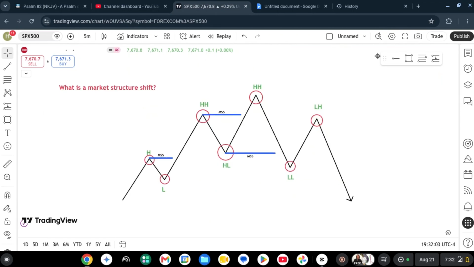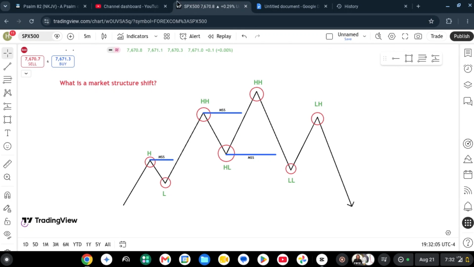What is a market structure shift? This is essentially what you just learned. A market structure shift, you see we have a high, we have a low, we have a higher high. You see right here, we have a market structure shift. You just draw a line from your high to the right to when price creates a new high. It's just a way to identify for yourself that price is either bullish or bearish. It's the same thing as what I was just telling you.